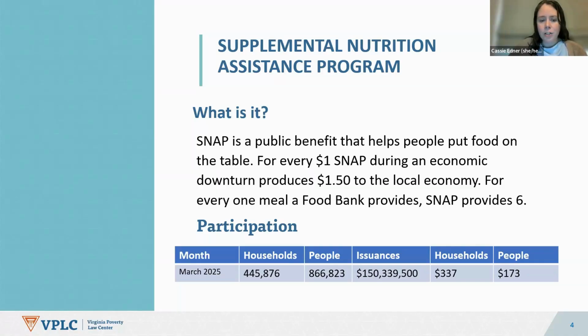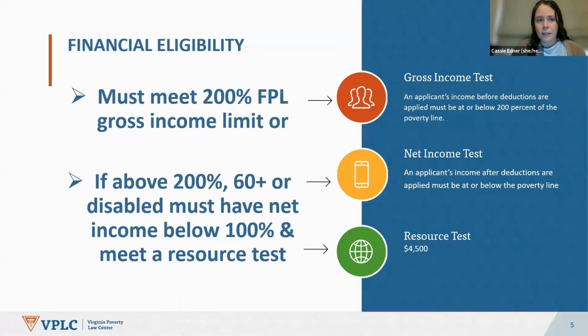I have some data here from March 2025. There were roughly 445,000 households participating in SNAP, over 860,000 individuals. The average household allotment for that month was $337, and the average SNAP benefit per person for that month was about $173. Anyone who goes grocery shopping knows $173 does not cover the full cost of groceries, unfortunately. So now I'm going to start to talk about the financial eligibility of SNAP.